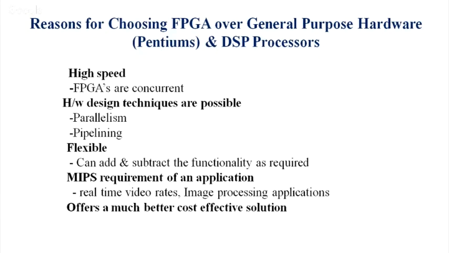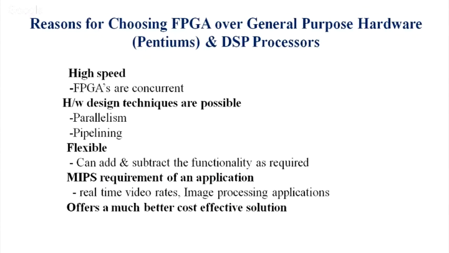Now, the hardware design techniques possible in FPGA are both parallel and pipelining. Parallel means multiple actions can be performed simultaneously, and pipelining, as we know from the 8086 microprocessor, is a concept in which when one instruction is executing, another is being fetched. So we can perform multiple tasks in parallel in the case of FPGA. FPGA is also a flexible device. We can add or subtract functionality as per our requirement.